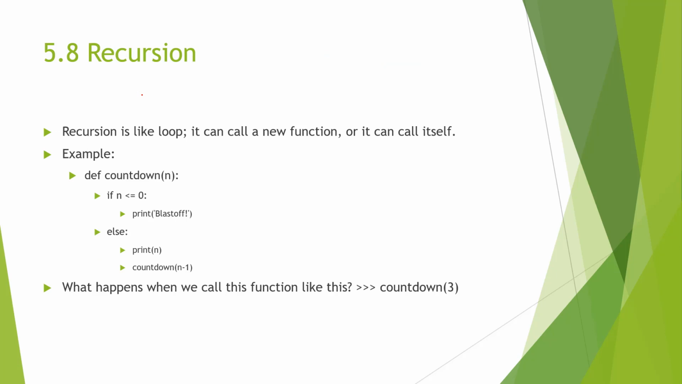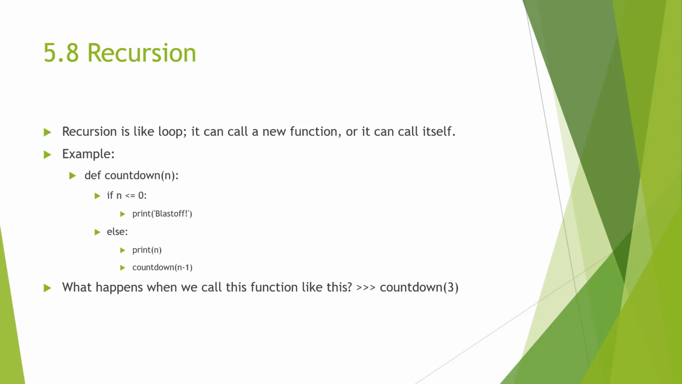So let's talk about recursion. Recursion is when a function can call itself. Remember, it is legal for one function to call another function. It is also legal for a function to call itself. It may not be obvious why that's a good thing, but it turns out that sometimes this can actually be a good thing. Here we're going to be doing an example of a blast off.